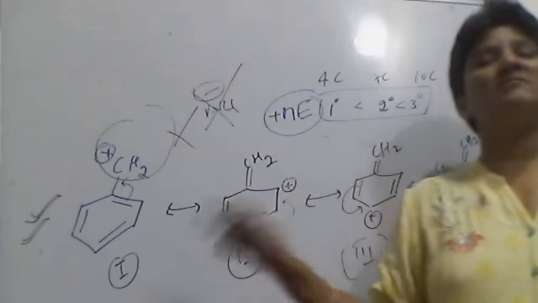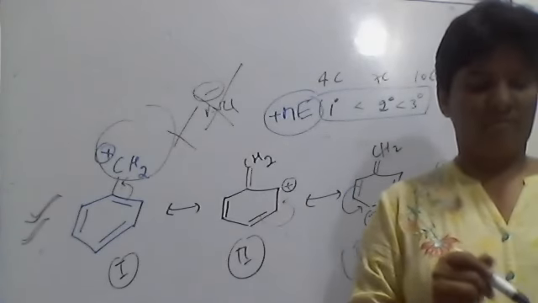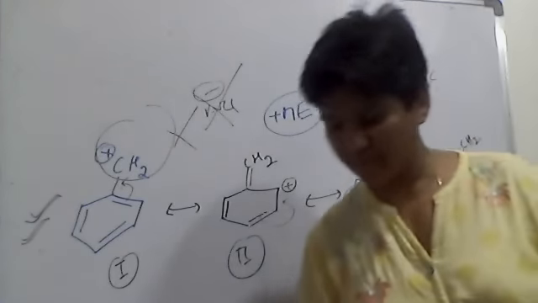So why is it stable? Because of resonance, the mesomeric effect. Okay, prepare this well. Thank you.